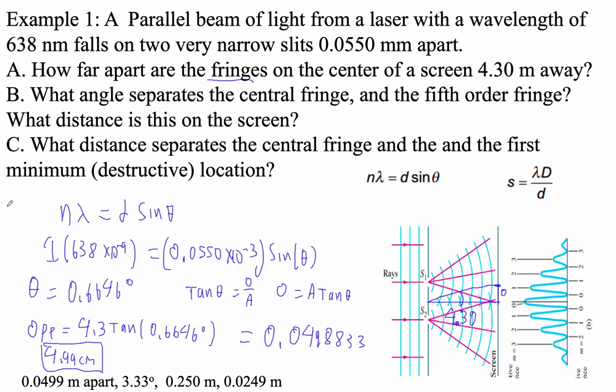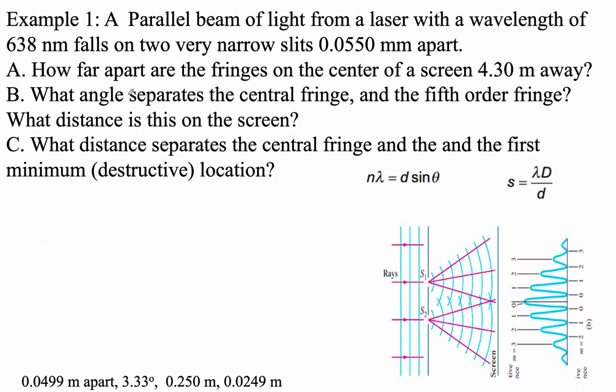So that's part A, right? We just did part A. Let's do part B here. What angle separates the central fringe and the fifth order fringe? What distance is this on the screen? Okay, we can figure out the angle. Let's do this. We definitely need the angle, so we'll do this. Okay, now it's the fifth order fringe, right? Oh, there we go. So we get to put a number in there, right? So 5 is the order, right? The wavelength is 638. Okay, times 10 to the minus 9th, right? And then that equals d. This is our d, right?